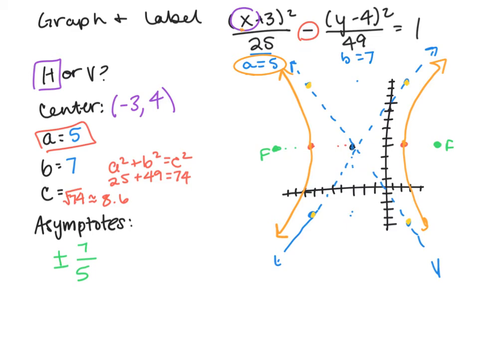From there, find the center like normal. Find your C value by using the Pythagorean theorem. And then to get the shape of your hyperbola, you graph your asymptotes. And you just use B over A to get the slope, count that slope out from the center of the graph.